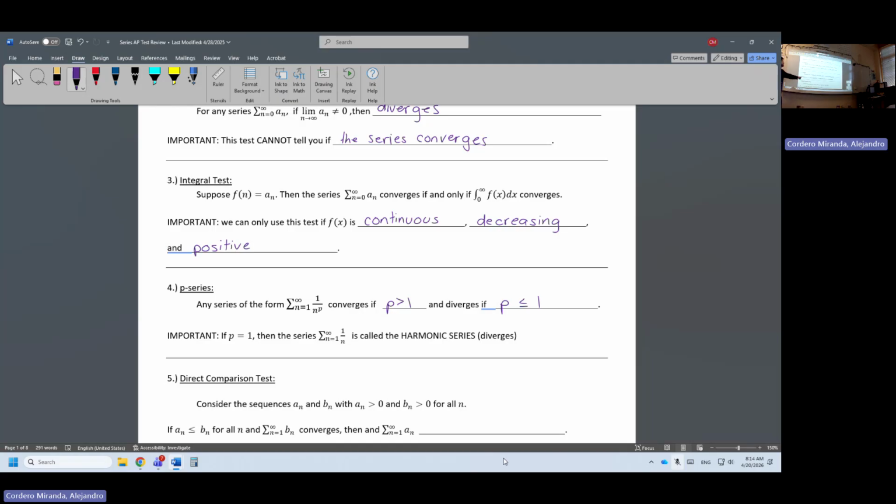And then remember, if P is exactly 1, then that's called the harmonic series, and it diverges. Even though it looks like it should converge, it doesn't. Cool! Okay, hopefully these are coming back to you.